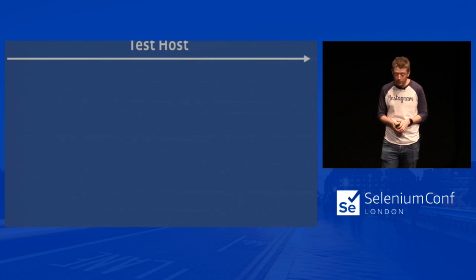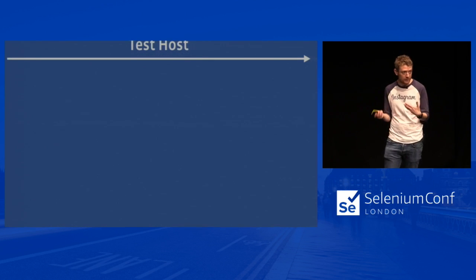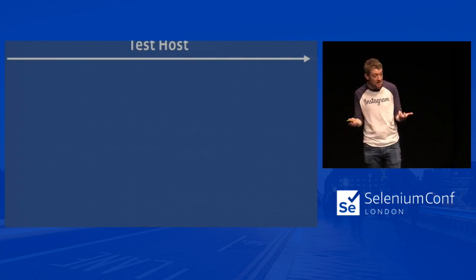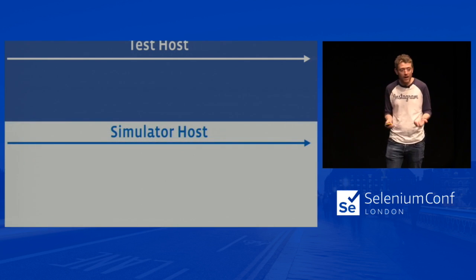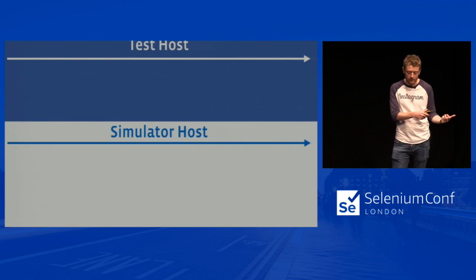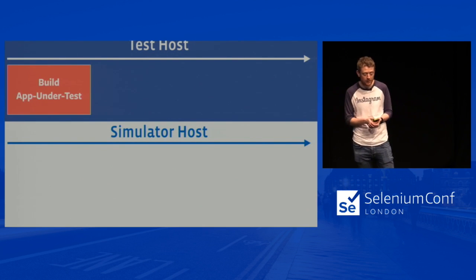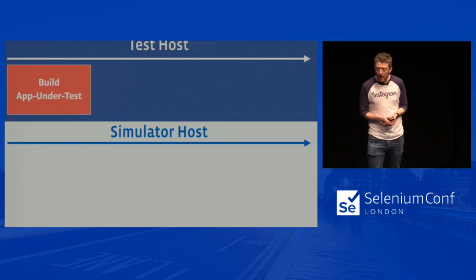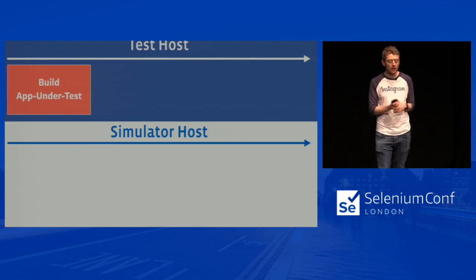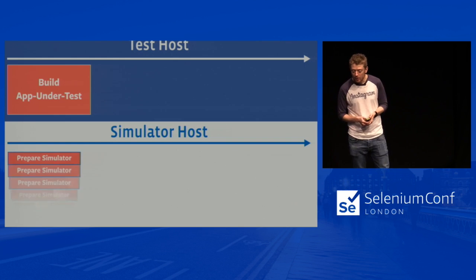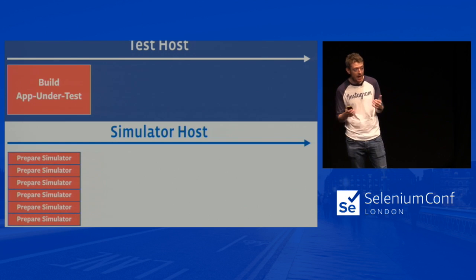So I'm going to introduce something new now. We have the test host. What if we ran the simulators on a separate host? So we still have to build the app under test. Obviously, we need that for the tester function. I'm going to hide app install in these slides, by the way. So what we can then do is prepare a number of these simulators in parallel on a separate host.